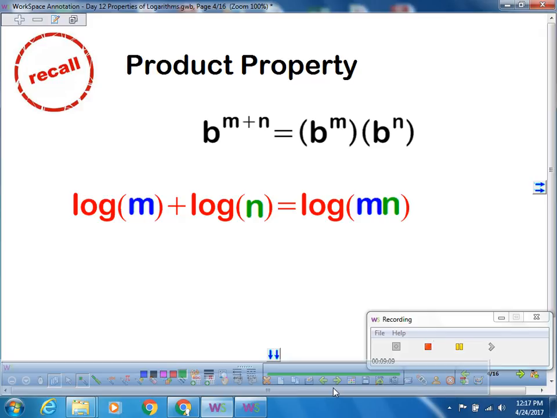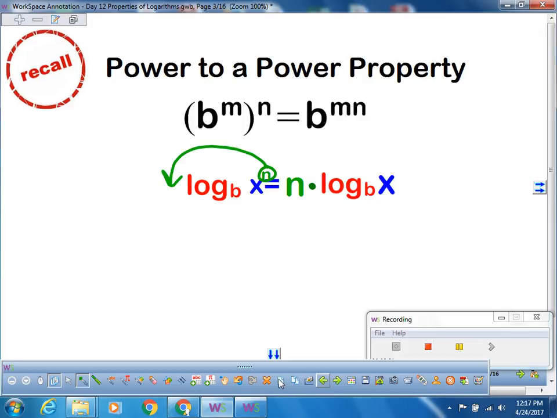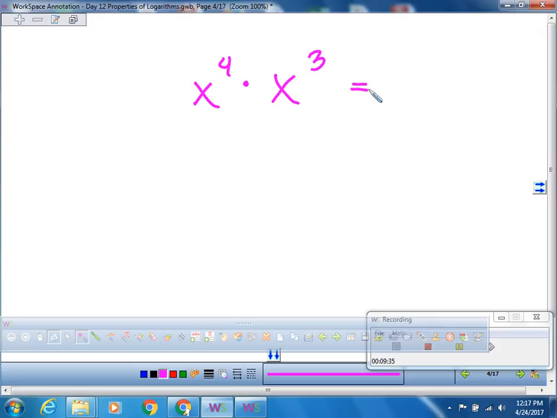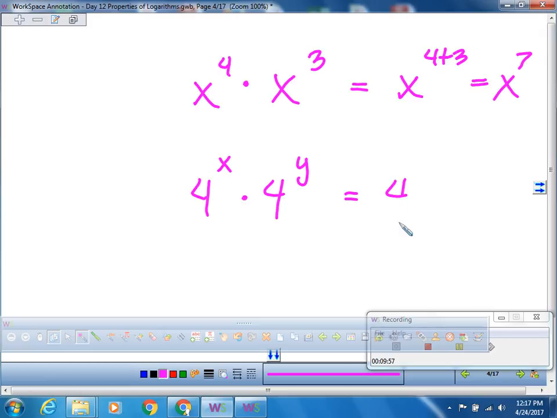So let's see. Let me do it like this. Let's say I have x to the 4th times x cubed. What do we normally do with that? That means I have a total of x to the 4 plus 3, or x to the 7th. All right? Let's change it. What if I had 4 to the x times 4 to the y? It would be 4 to the x plus y. You couldn't have done that unless they had a common base.